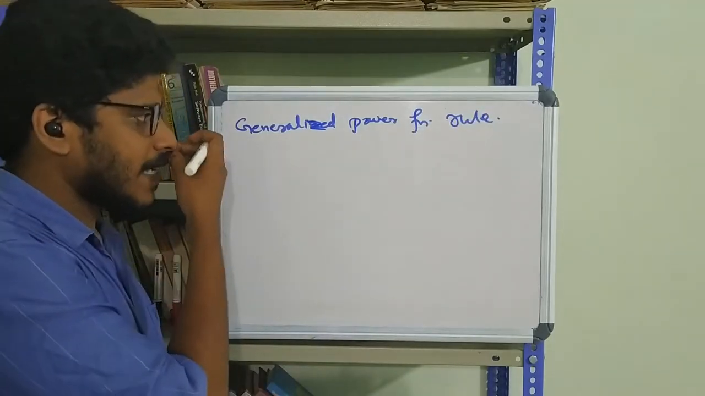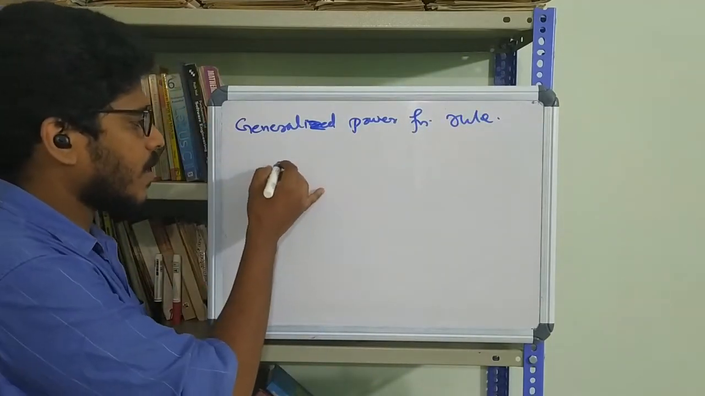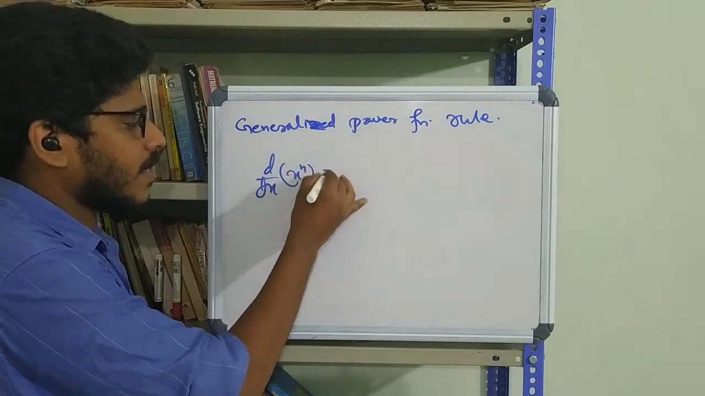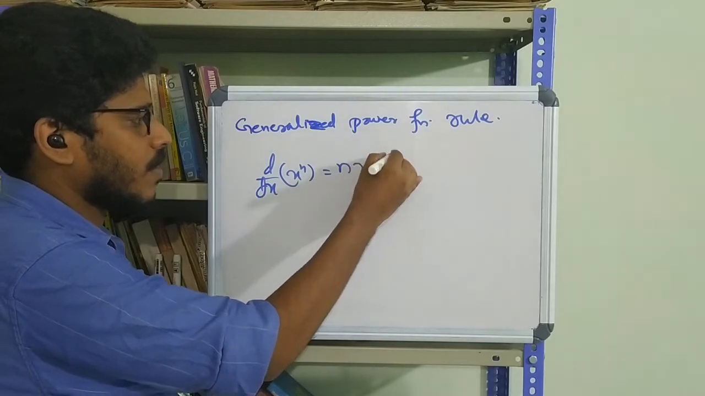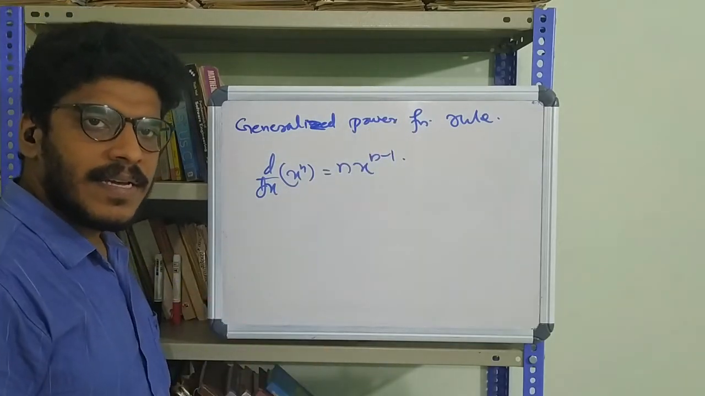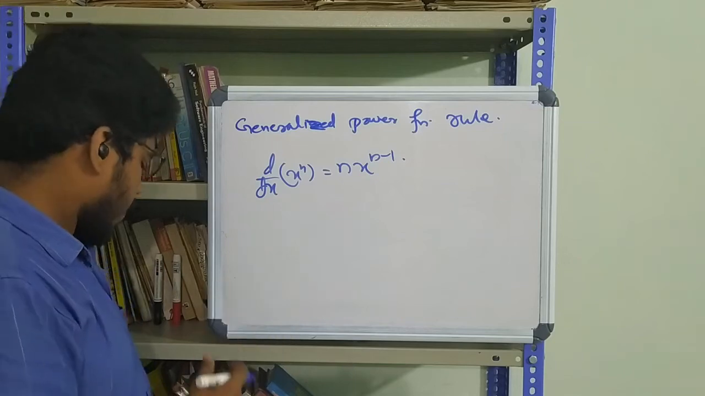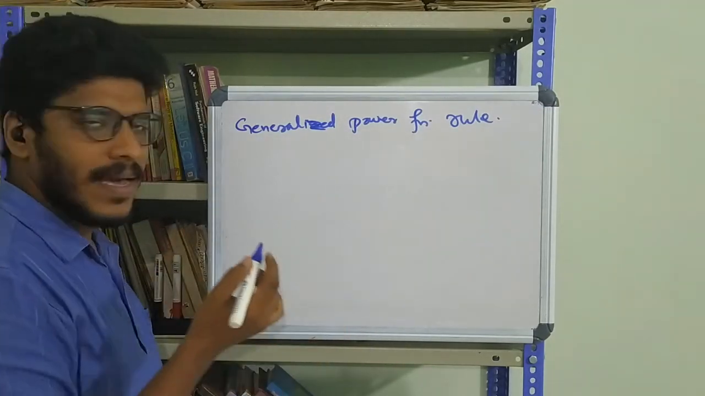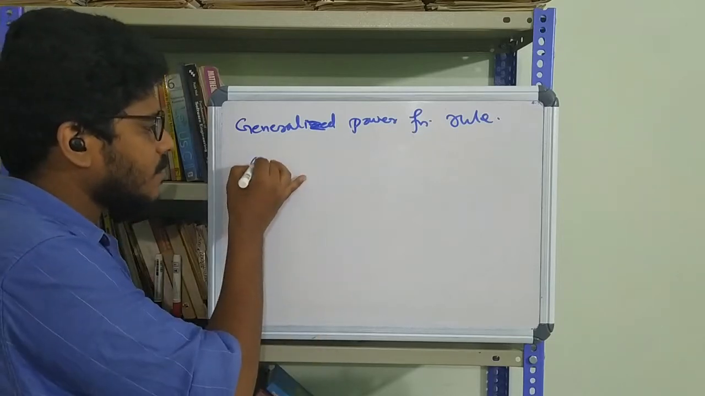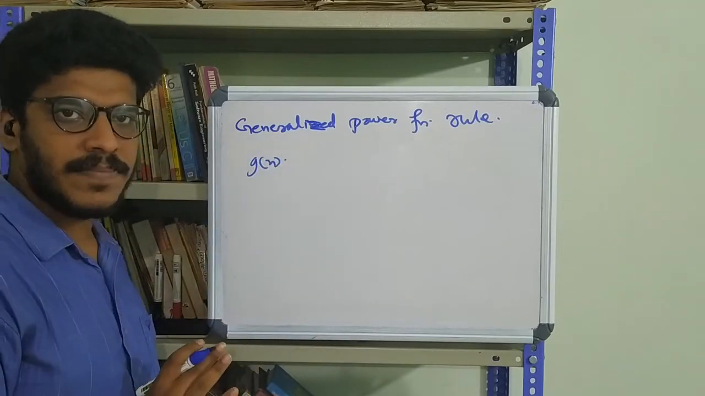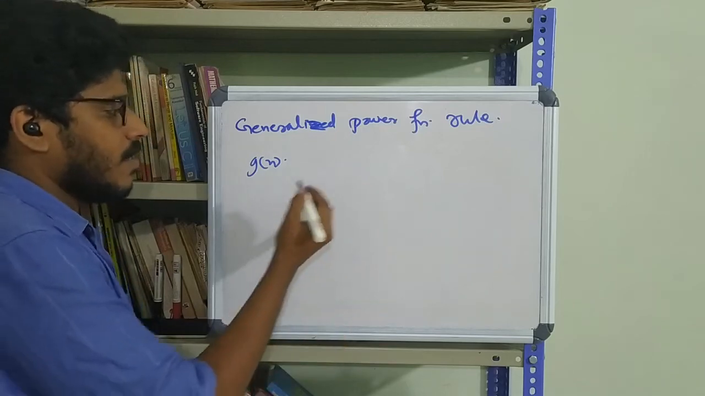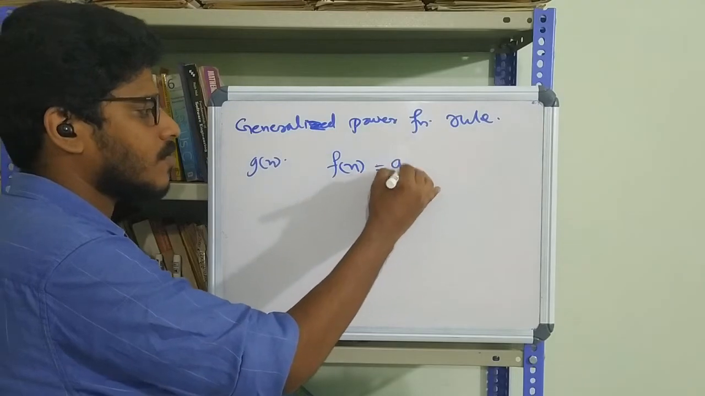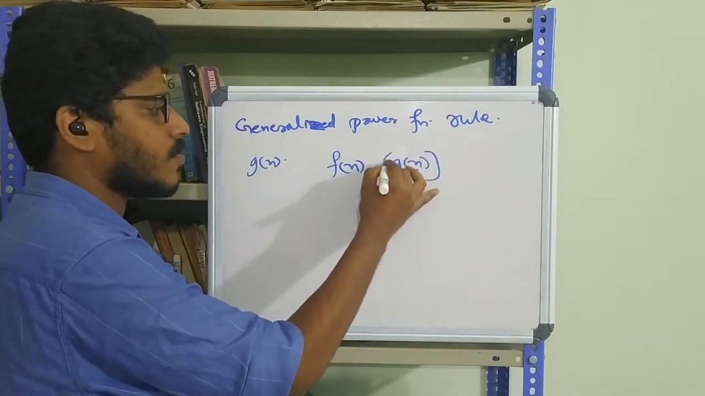We have seen the power rule, right? Like d by dx of x to the power n equals n x raised to n minus 1. So the generalized power function rule is somewhat similar to this, but with a slight difference. Let g of x be a differentiable function, and f of x be another function which is defined as f of x equal to g of x all raised to n.